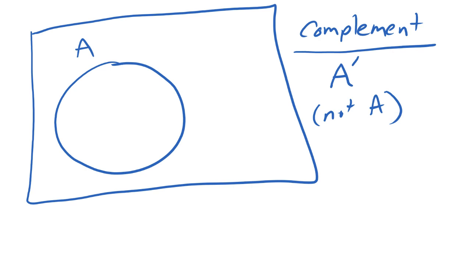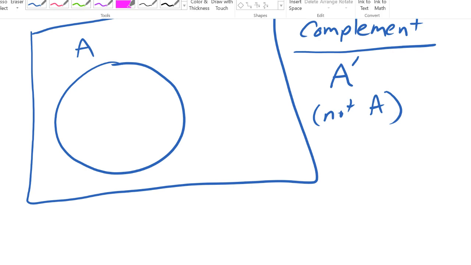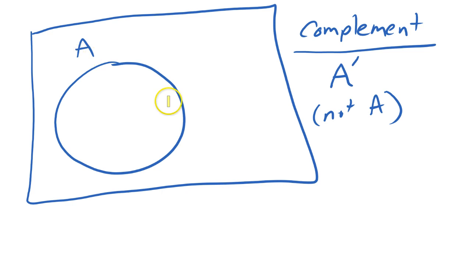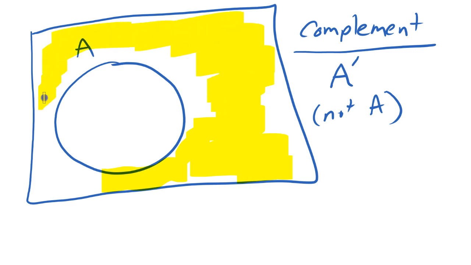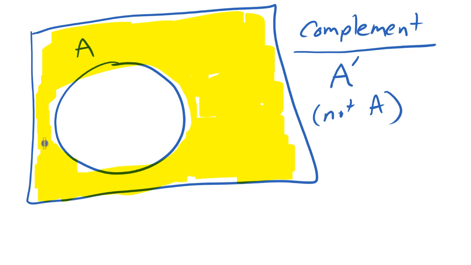Because the complement means everything in the universe that is not within set A. So if I were going to color this, I would be coloring everything out here. Alright, because it's everything in the universe that is not in set A. Okay, so that's not a flawless coloring job, but you get the idea. That would be a picture of the complement of A, not A.